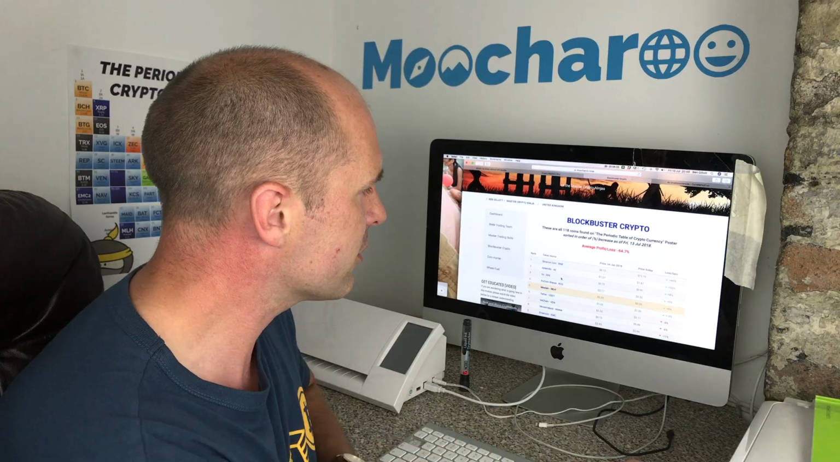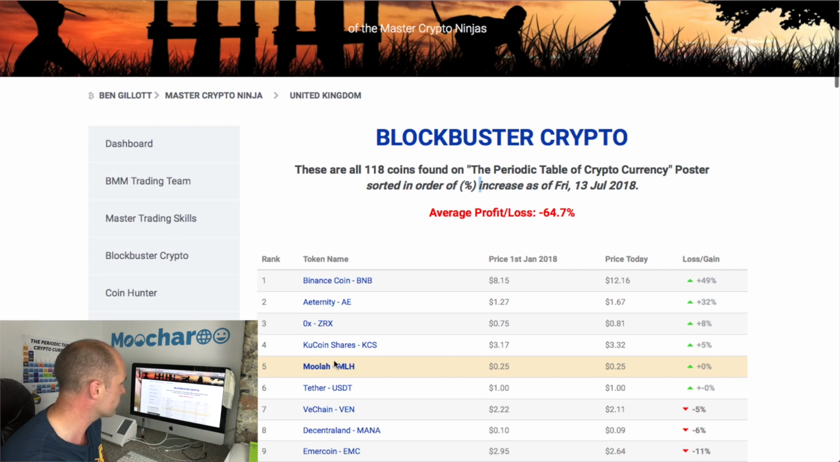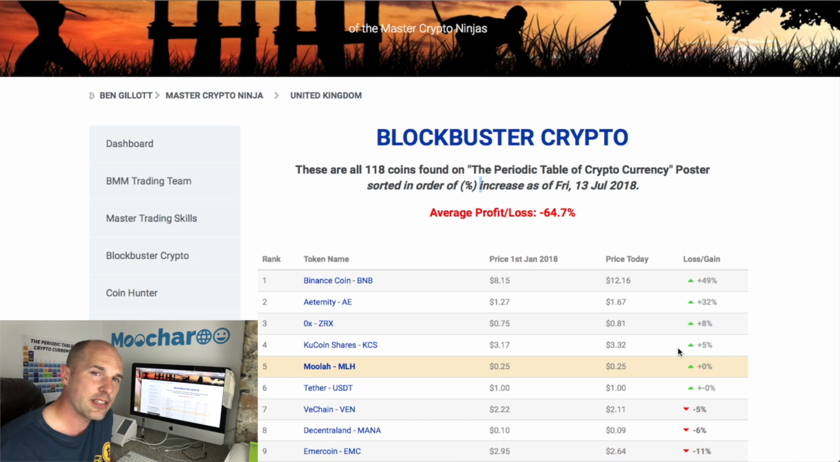What you may have already noticed is that at the top we can see two exchange tokens. We have Binance Coin up a massive 49% and also KuCoin Shares up 5%. And I think we've seen this with a lot of the exchange tokens. The reason for this seems to be very similar to the normal markets.